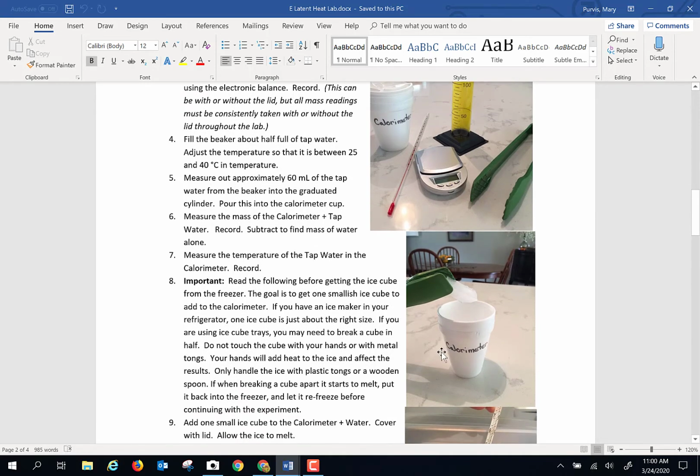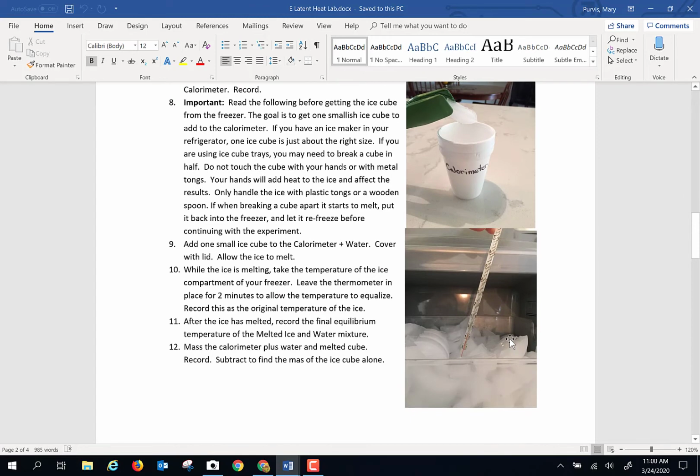One of these will give you good results. I just did this lab when I wrote it up, and I got 6% error. And if I can get 6% error, you can certainly get good results.